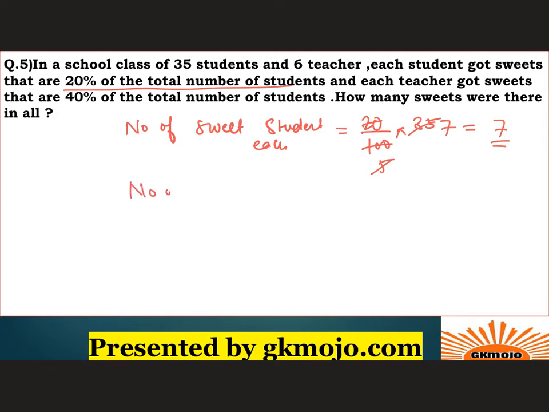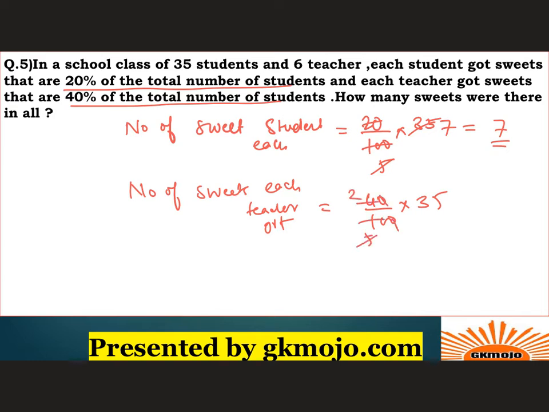Similarly, the number of sweets each teacher got is 40% of the total number of students, which is 40% of 35. So 40 by 100 into 35. The zeros get cancelled, 2 5s are 10, and so on. So here we have 14 sweets, that is each teacher got a total of 14 sweets.